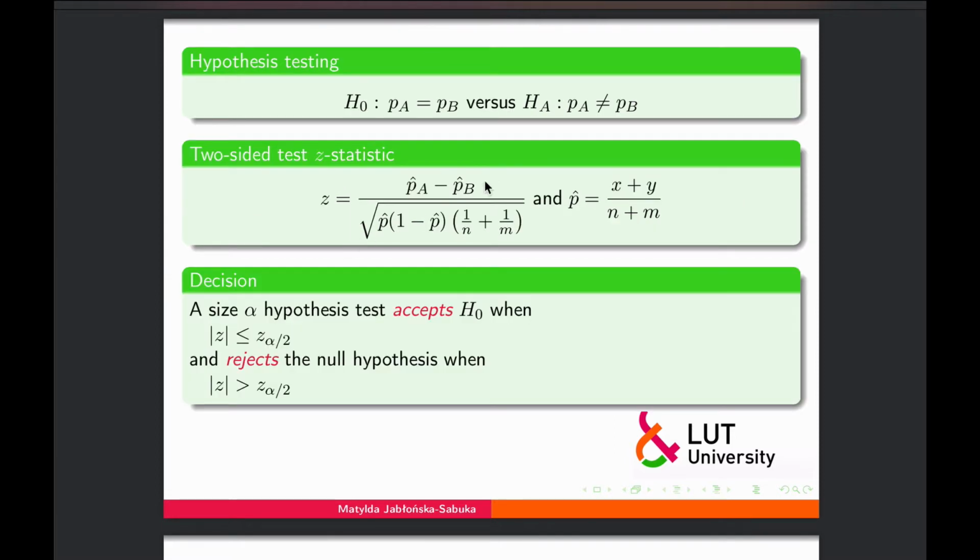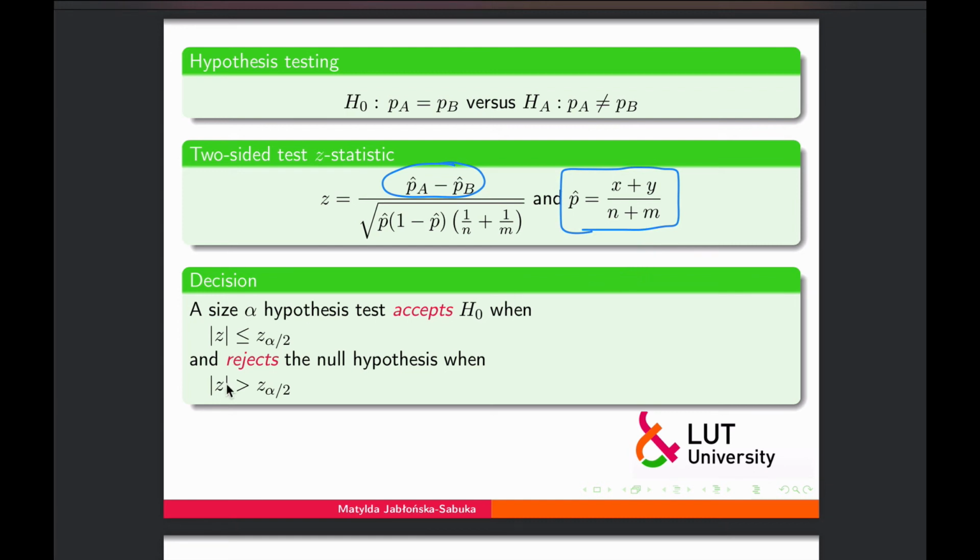When it comes to hypothesis testing, of course, the two-sided case is that the null is testing equality of the two proportions versus the alternative that they are not equal. So the two-sided test Z statistic is expressed as follows. We have the difference between the two sample proportions, and then divided by the standard error, where now the standard error is this combined proportion. So we add up successes from both samples, and then we divide by both sample sizes added up.